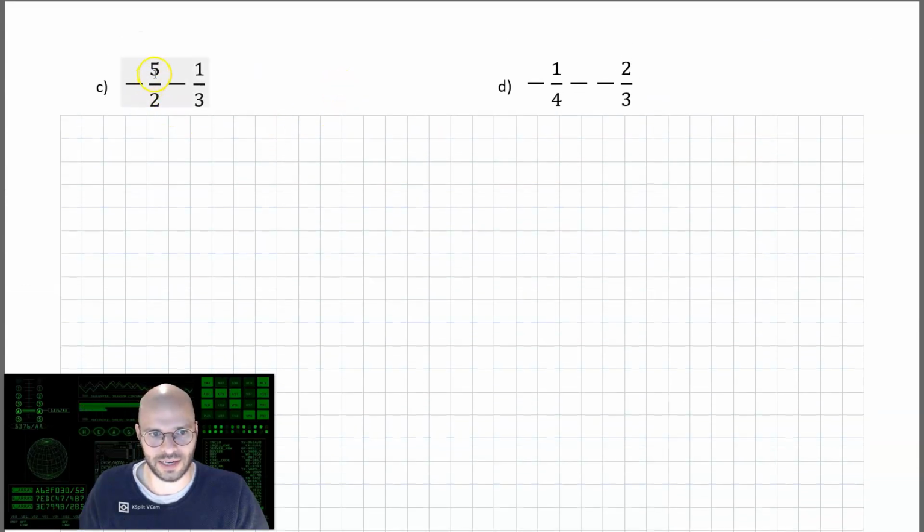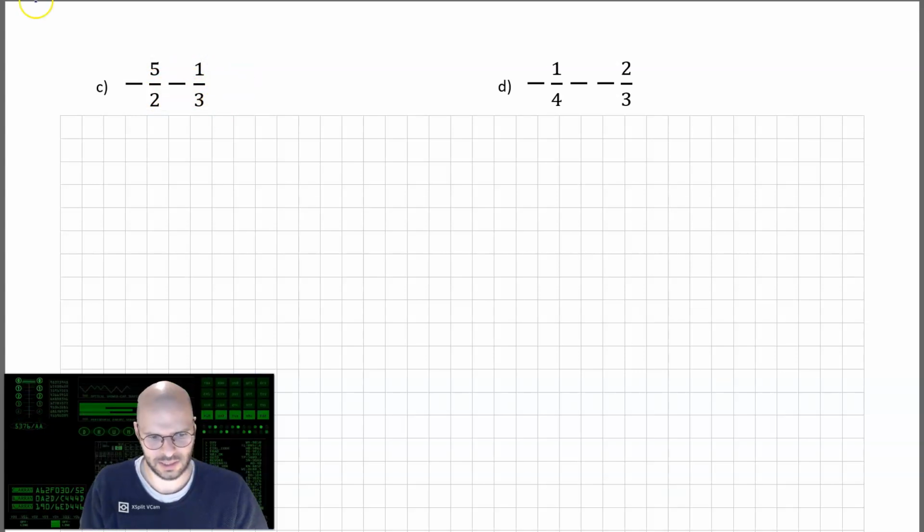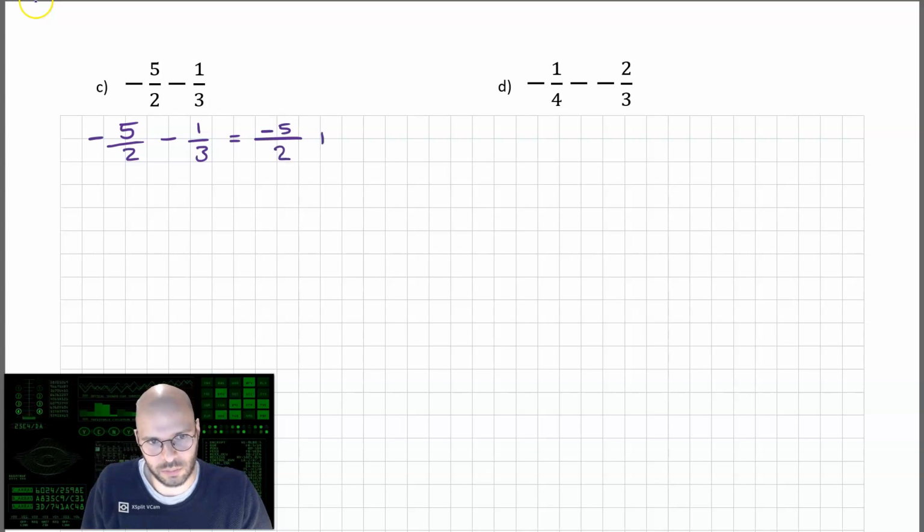We have minus 5 over 2, take 1 over 3. The way in which we're going to solve this is exactly how we just did the previous one. We start off at minus 5 over 2, take 1 over 3, and we're going to convert these fractions into negative fractions. So it's going to be minus 5 over 2 plus minus 1 over 3.